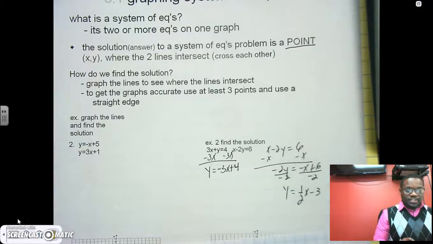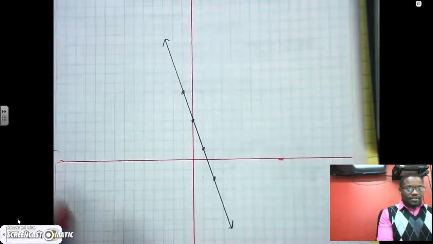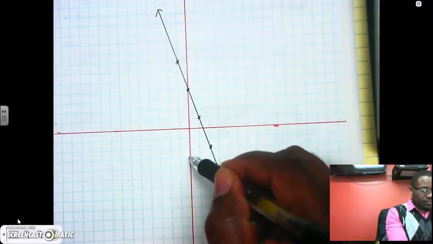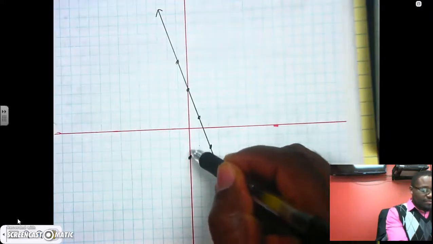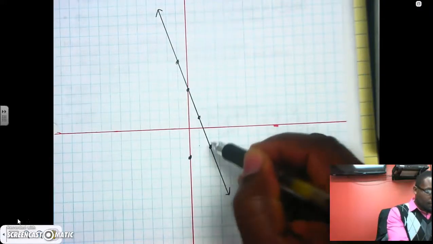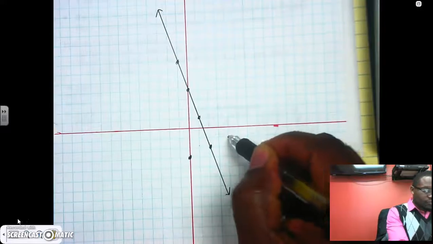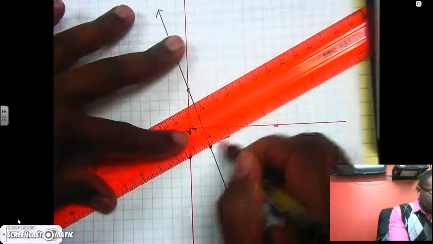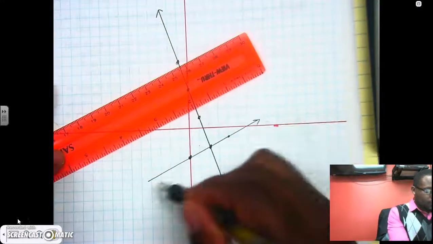The next equation is y equals 1/2 x minus 3. So again, I'm going to do minus 3 first. 1, 2, 3. And 1/2 is up 1 to the right 2. Up 1 to the right 2. And I don't really need to do 2 since I see where the point of intersection was. I just want to show it to you.